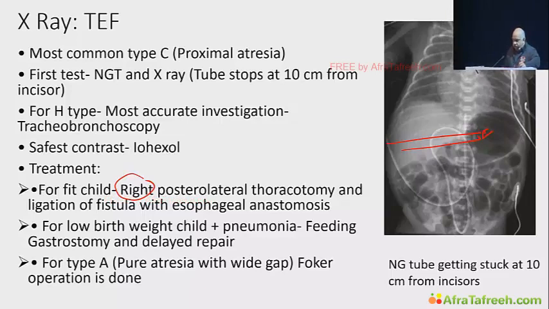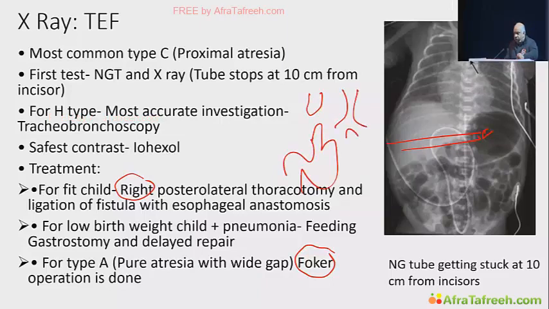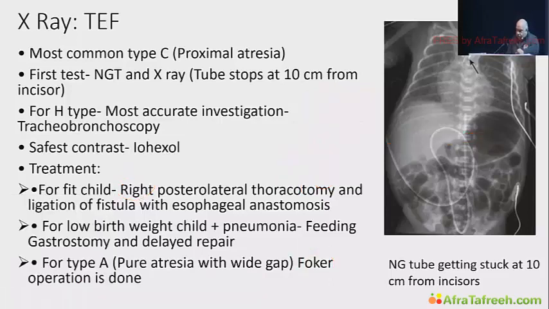Type A, this surgery name, I won't say it's very important, but there is a possibility it may become a question in All India. Foker operation is only done for type A, and type A means no fistula, just a pure atresia. There's no fistula, but there's a gap in between. So whenever you have a gap in between, we used to do gastric pull-up or jejunal interposition. Now we simply do the Foker operation for type A. So Foker is a special surgery only for pure atresia.